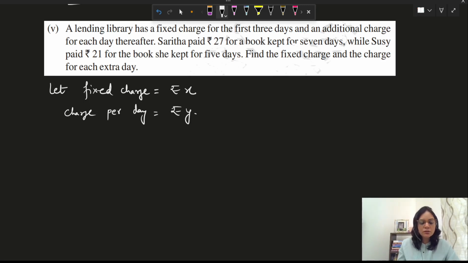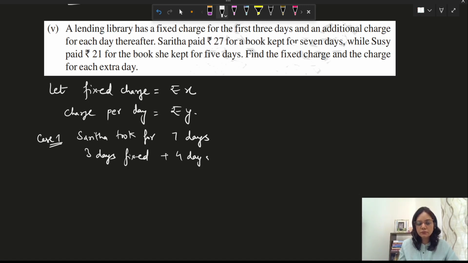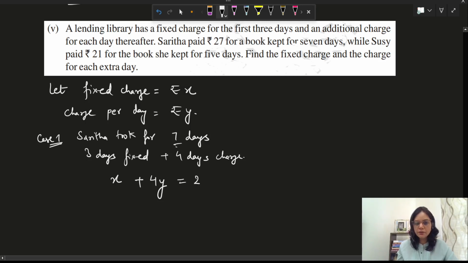Okay, fine. So case 1 for Sarita. Sarita took for 7 days. Out of 7 days you can say that 3 days fixed plus 4 days charge. Yes or no? Because 7 is 3 plus 4. So fixed charge is there for 3 days, so that is x always. 4 days will be 4y, 4 into y. And she paid total how much? 27. Understood how I made the equation?